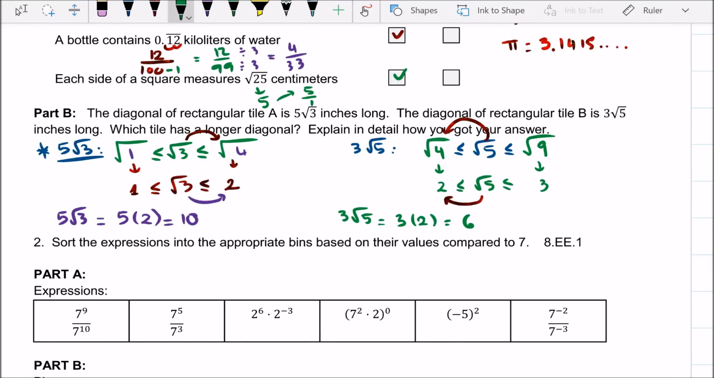Now we can see that the first tile, 5 square root of 3, has an estimation of 10, and the second tile has an estimation of 6. So 5 square root of 3 is the longer diagonal. So our answer is 5 square root of 3 for part B.